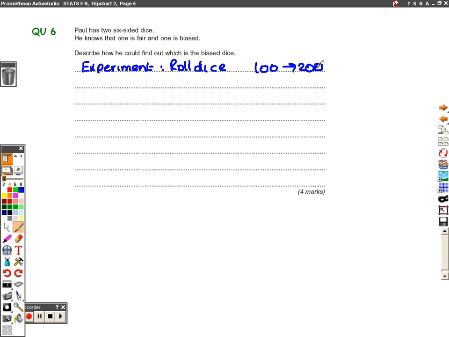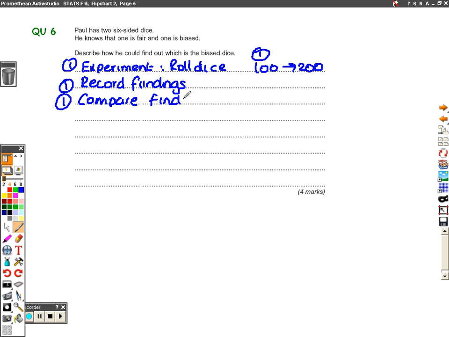Okay, he needs to record. So 1 mark for saying an experiment, 1 mark for giving a sensible number of times. Record his findings. Okay, another mark. And the final mark for saying compare his findings, which is relative frequency.